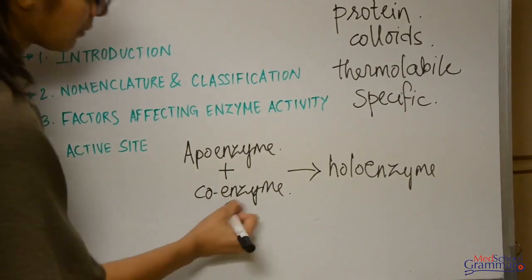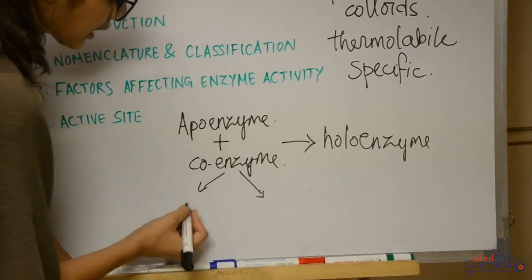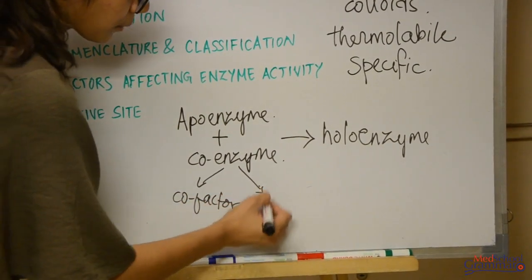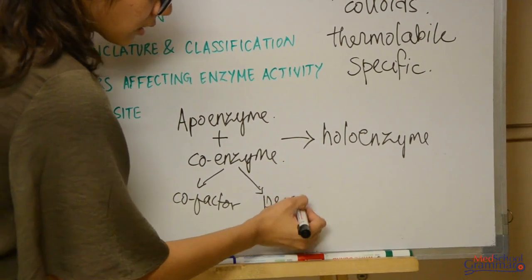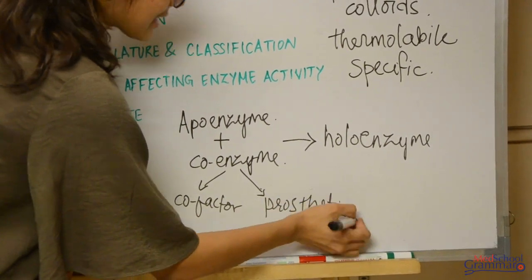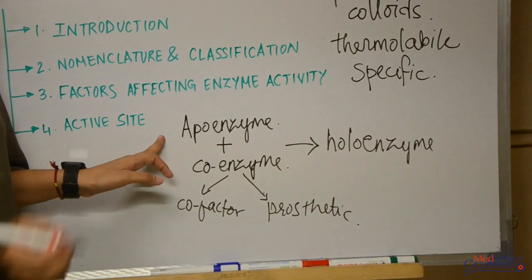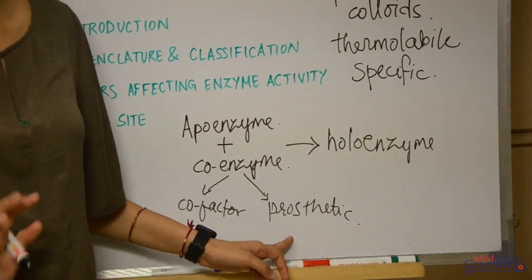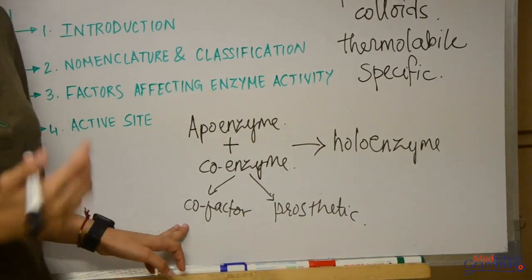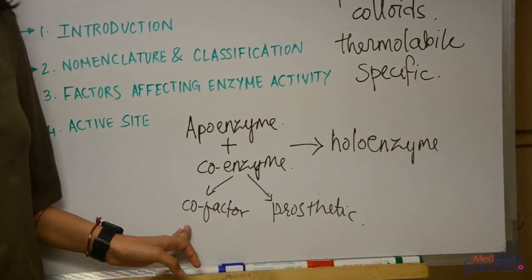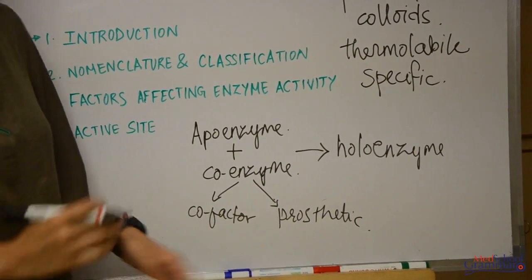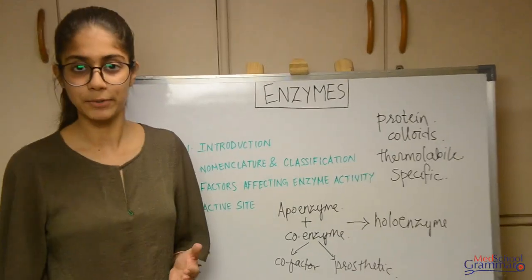Now, coenzyme is of two types. It is cofactor or prosthetic group. So, when the coenzyme is tightly or covalently bound to the apoenzyme, it is called prosthetic group. It is not easily separated. When it is less tightly or loosely bound, non-covalently bound to the apoenzyme, it is called cofactor. So now that we've got these terms, let's dive deeper into the topic.